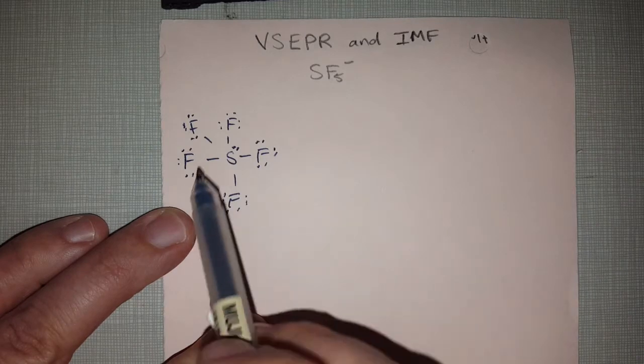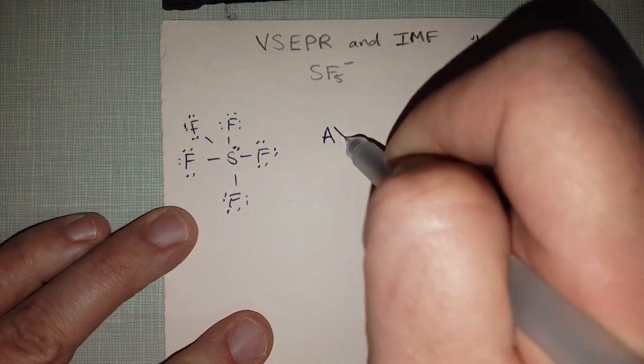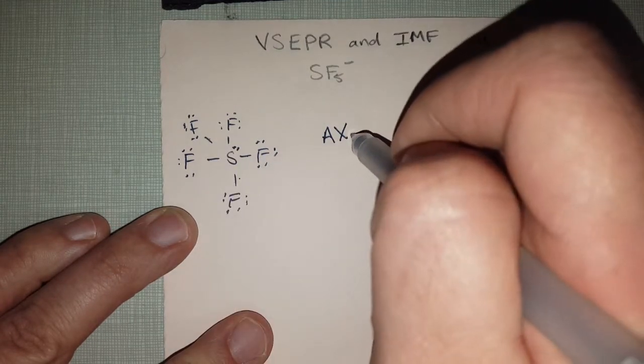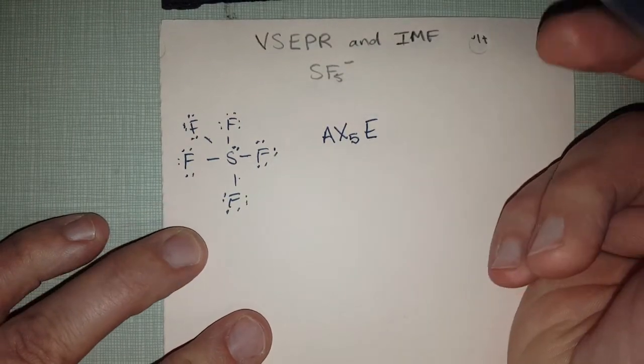Okay, so let's take a look at a second one. And for this one, we're going to look at SF5 minus. So again, my first step is to get my Lewis structure. Okay, so now for my Lewis structure, I can see that I have on my central atom 1, 2, 3, 4, 5 bonds, and I have 1 lone pair on my central atom.